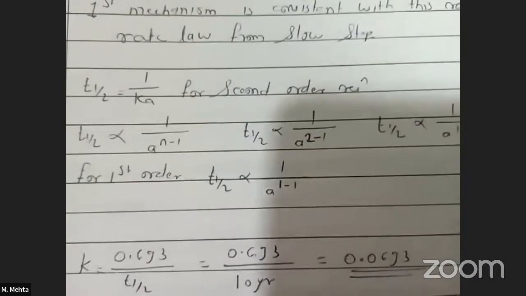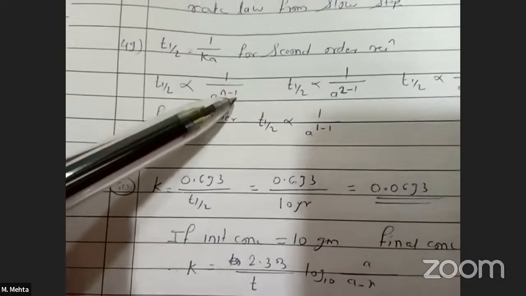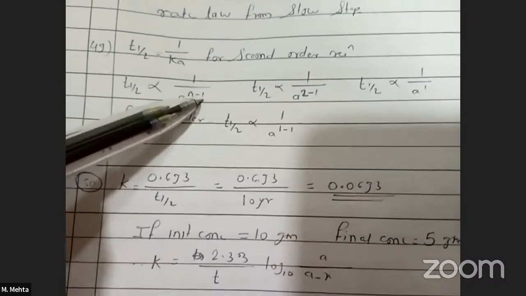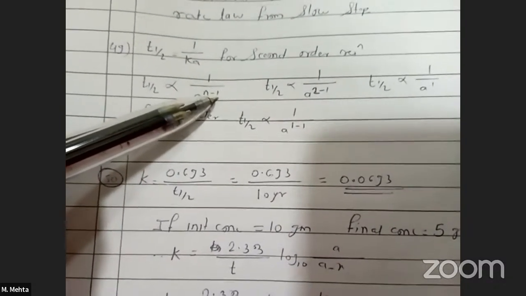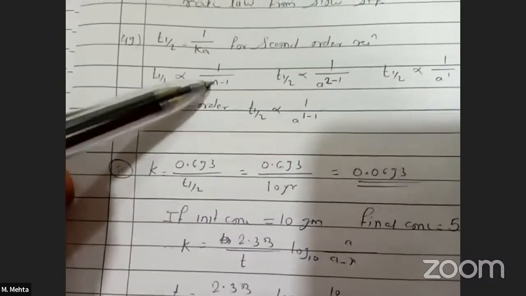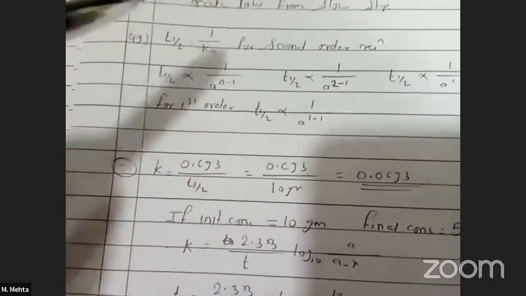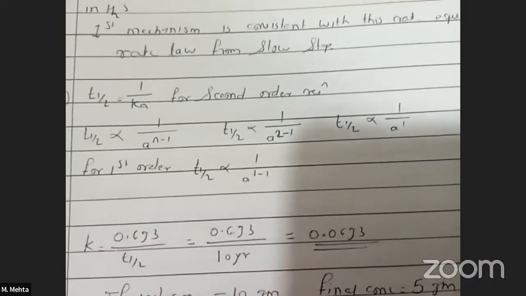Or simply you can calculate by using T half like this. T half is inversely proportional to 1 upon A raised to n minus 1. So to get T half inversely proportional to Ka, the power of Ka is 1. To get that power 1, the value of n should be 2. So therefore it is a second order reaction. So the answer is a second order reaction.